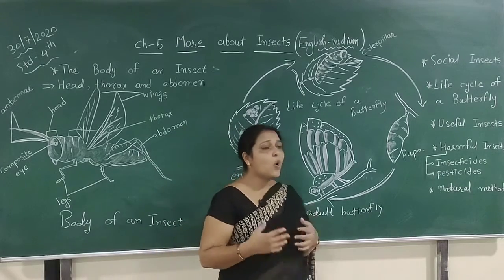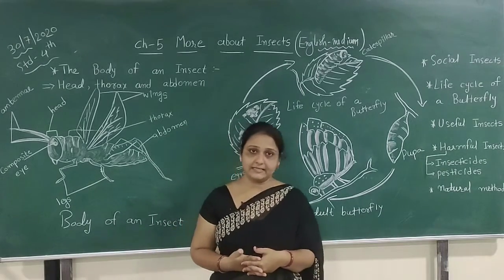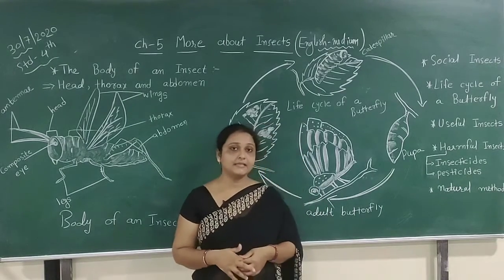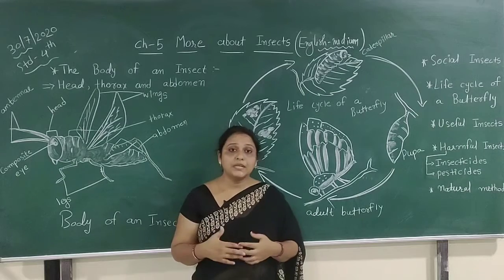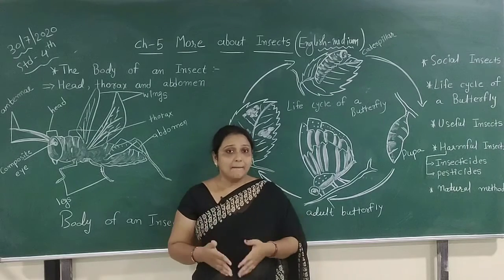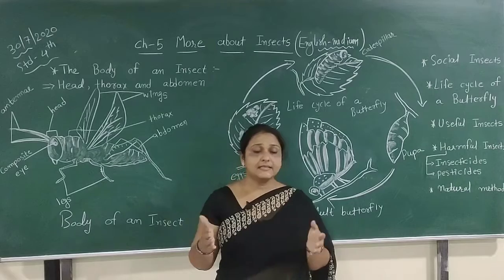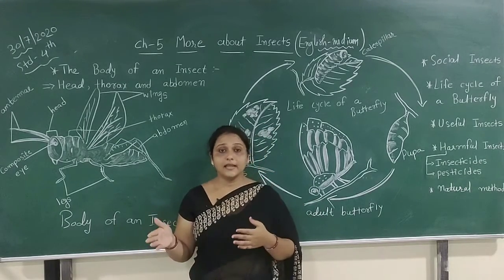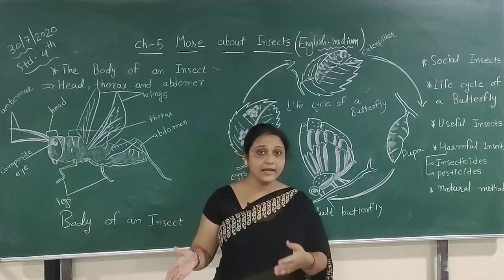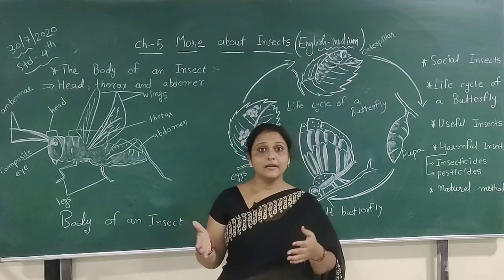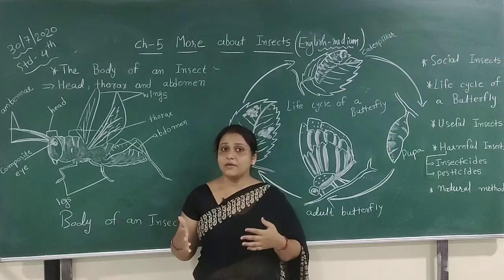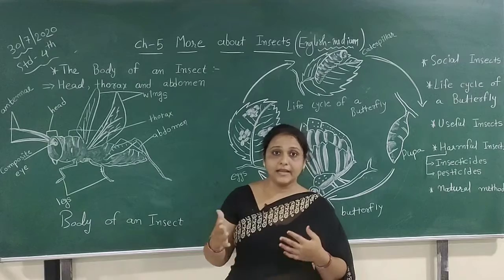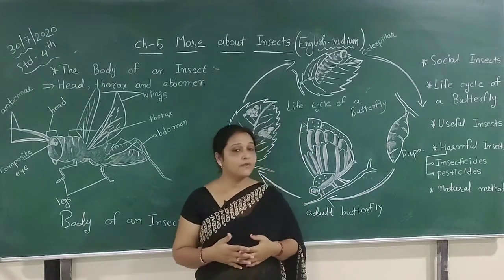Then after, we also have some types of insects that are useful in our life. For example, some types of insects can eat dead and decaying animals. If they do not eat this type of animal, then our atmosphere will not be clean. So if they eat this type of decaying animal, then our atmosphere will be clean.